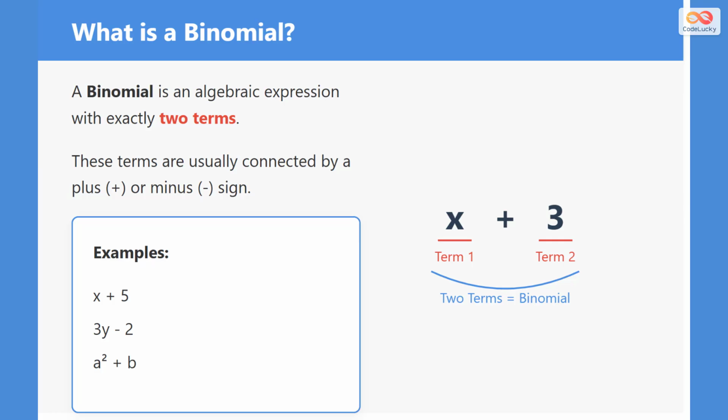First, let's quickly review what a binomial is. A binomial is simply an algebraic expression that contains exactly two terms. These terms are usually separated by a plus or minus sign. For example, x plus 5 or 3y minus 2. If you see two distinct parts, you are looking at a binomial.